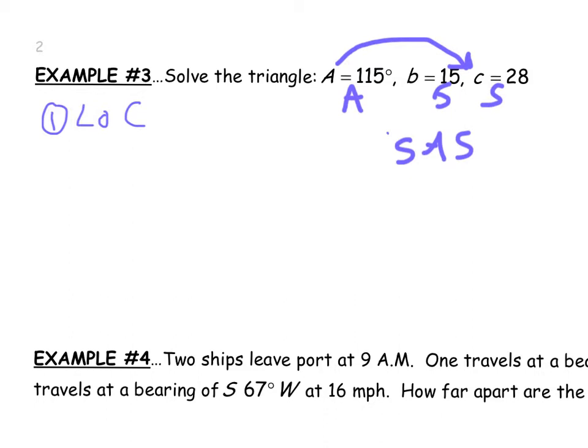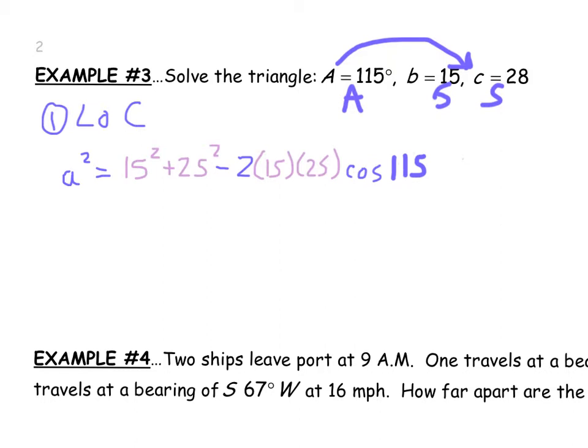So let's use the funky one that says A squared equals. Now what do I substitute in? I substitute in the non-A's right here, and I have to add them together, 15 squared plus 28 squared. Now I'm going to subtract 2 times that same product, 15 and 25. And now I throw in the cosine of 115 degrees. And yes, I did make a mistake. That's 28, not 25, right here and right here. All this goes into your calculator.